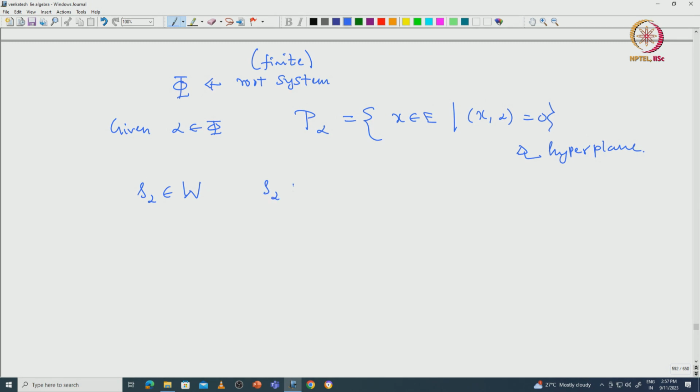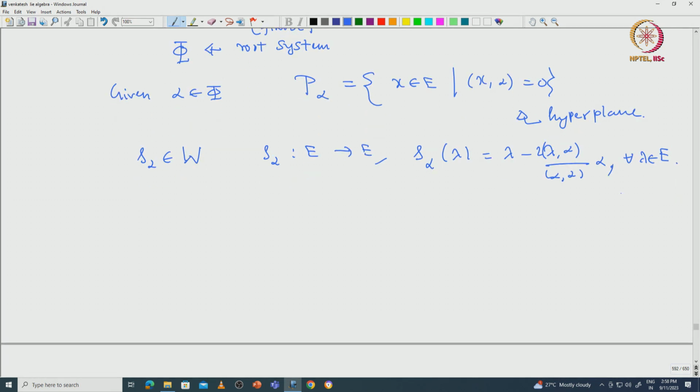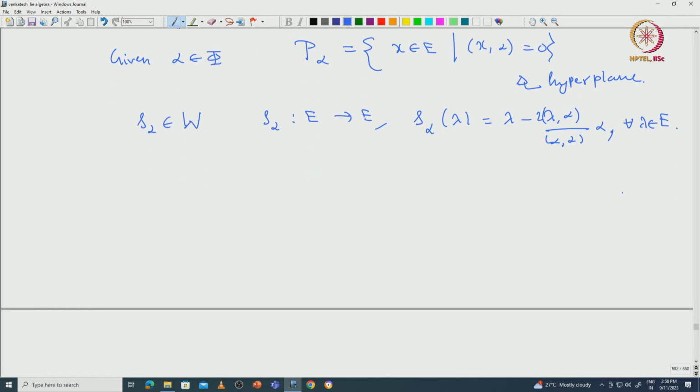This is defined from E to E. It is just a reflection with respect to the hyperplane P alpha. More algebraically, it is given by S alpha of lambda equal to lambda minus twice the inner product of lambda and alpha divided by the inner product of alpha and alpha. This is how it is defined for all lambda inside your capital E.